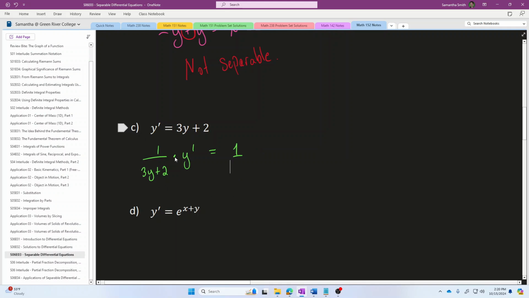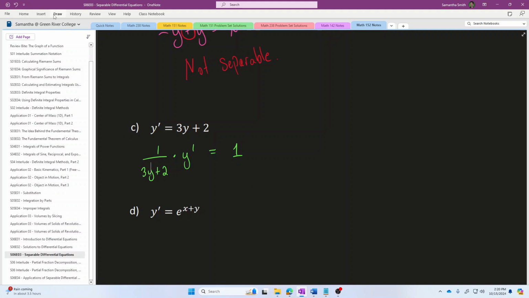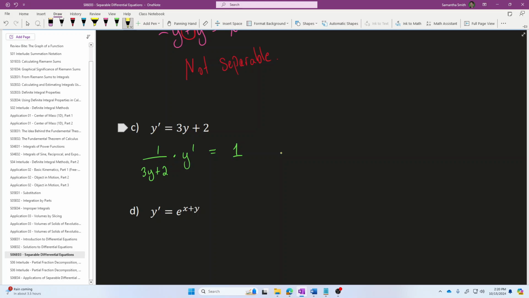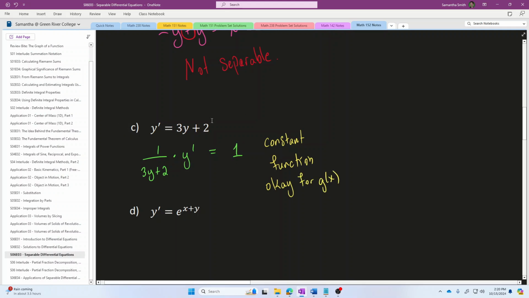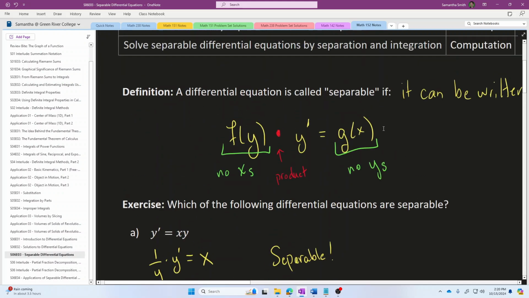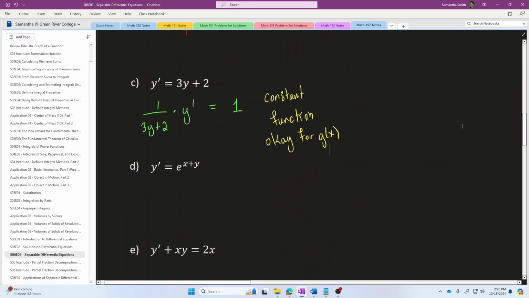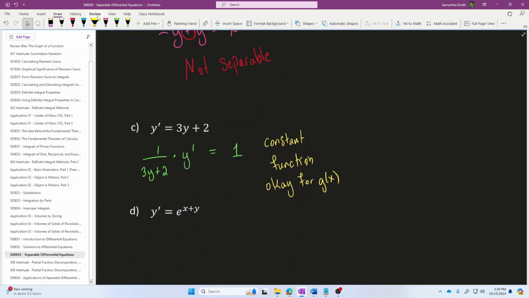So I have the product on the left side that I need, the product of a function of only y times y prime. And what's left behind on the right side is 1. And any constant function works perfectly well as the g of x in the format. The most important thing is that this expression on the right side contains no y's. So in this particular case, I would say, once again, this is separable.